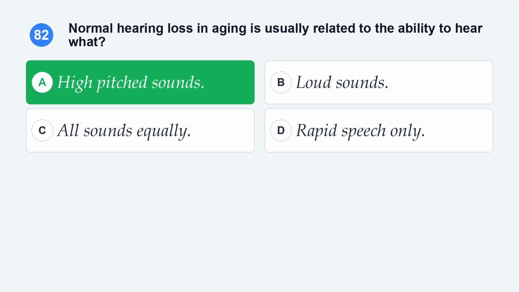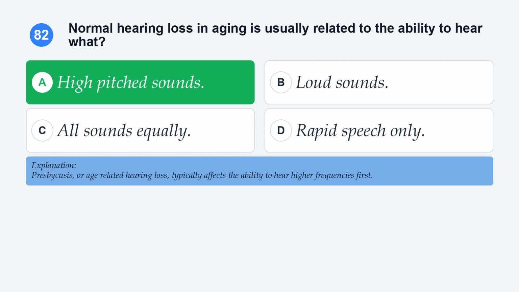The correct answer is option A. High-pitched sounds. Explanation. Presbycusis, or age-related hearing loss, typically affects the ability to hear higher frequencies first.